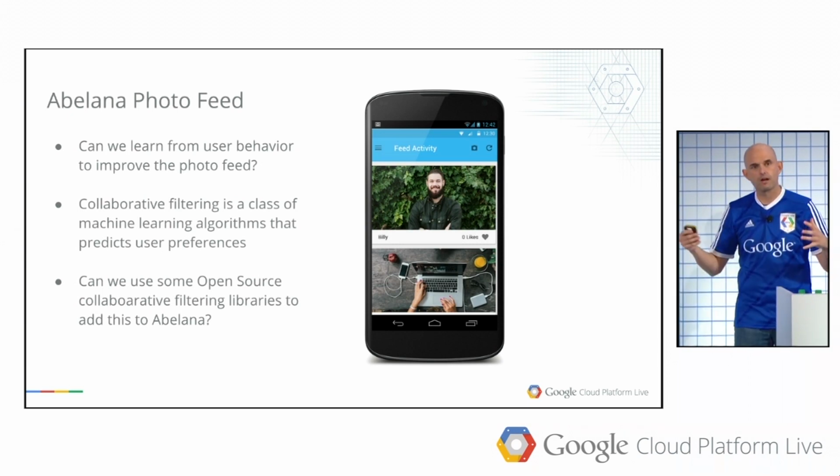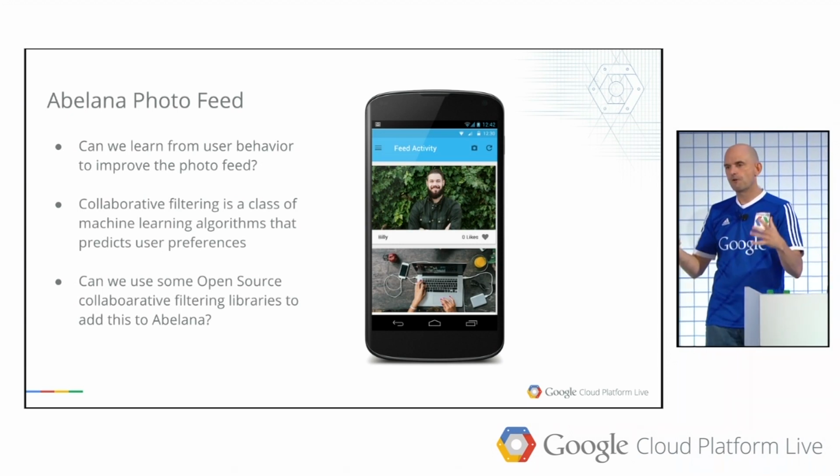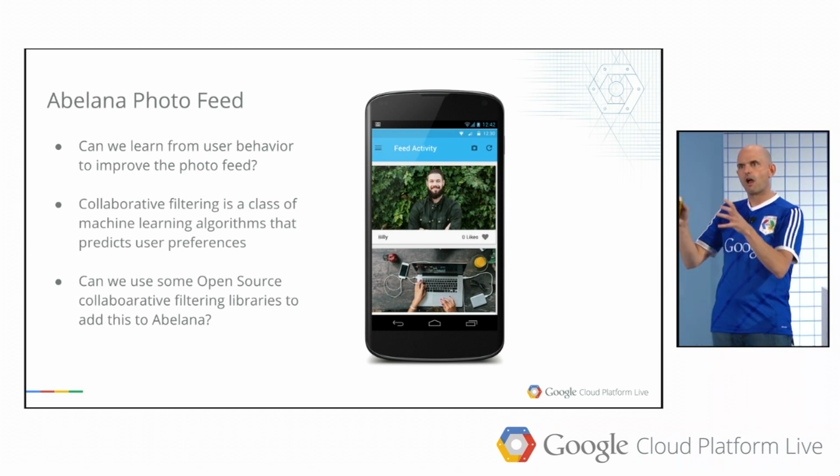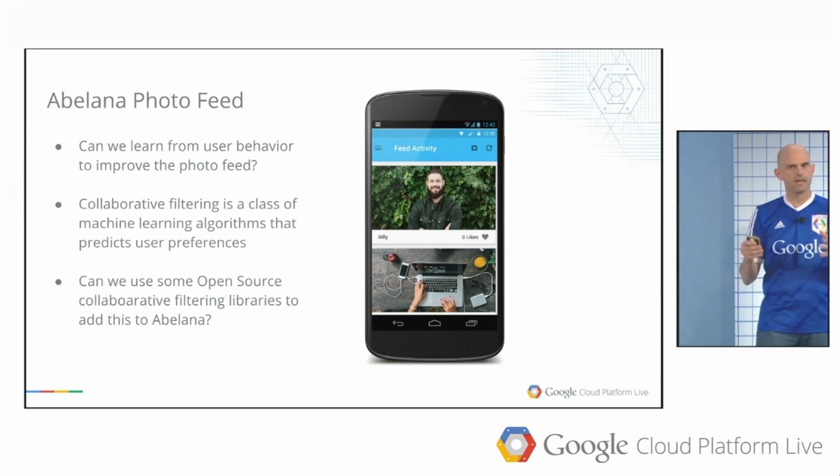So what we have in Avilana is photos and likes, right? Users can click like on a photo. If there are other users around that have a tendency to like the same photos that you do, then when they like a photo, it's kind of a good bet that you might like that photo. And so we could come up with a collaborative filtering model which could then promote these images that we think you're likely to like higher in your feed.